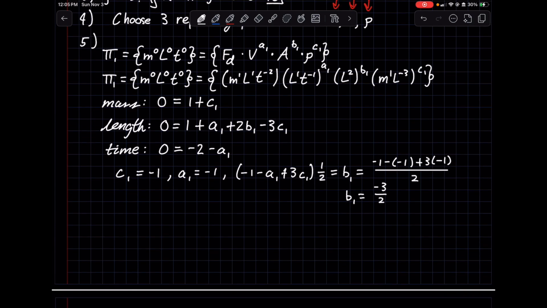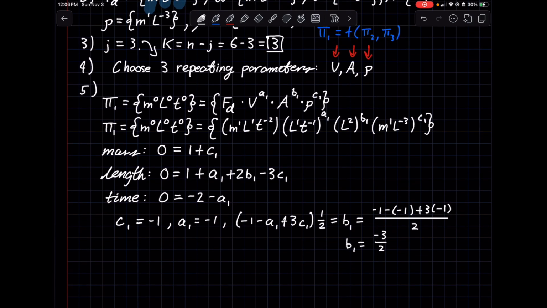Let me just make sure I did all that correctly, because my head's a little bit not doing too good right now. So for our time, that explains a lot right here. We have the negative 2 and we have this negative 1, and I put all of this as a negative 1 right here. So let's redo that. So that would be minus 2.